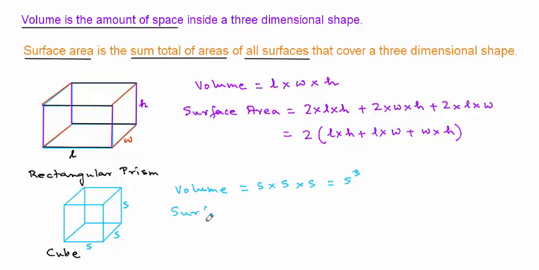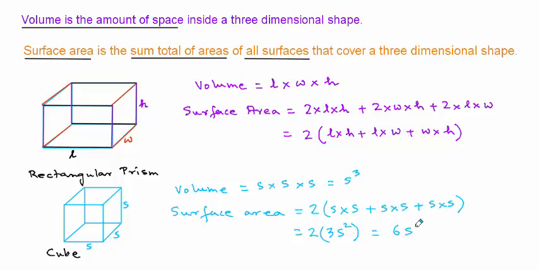Similarly, the surface area is equal to 2 times L times H. This is S, this is S. So we have S times S plus S times S again plus S times S again, which is equal to 2 times S times S can be written as S raised to the 2nd power, or S squared, and we have 3 of them, so we have 3S squared. 2 times 3 is 6, so this is equal to 6S squared, where S is the length of each side on the cube.